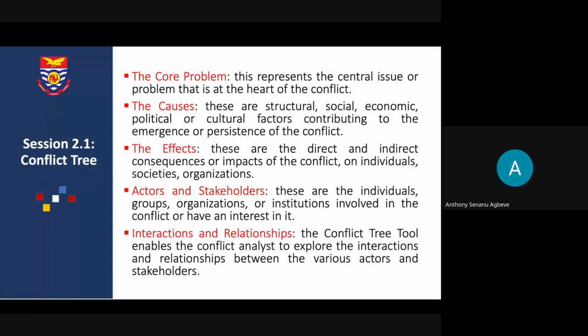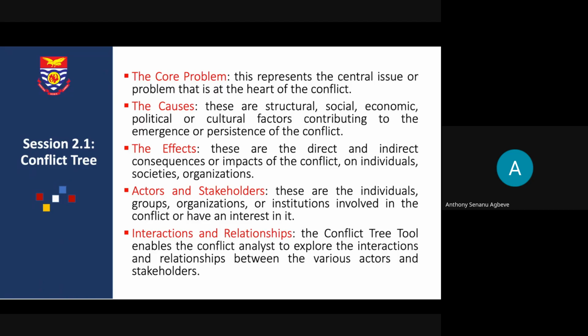So the conflict tree in itself has some major components that we can use. In analyzing the conflict, you need to make sure that you take on board these major components, because each major component has various underlying issues that are driving the conflict. So if you do not pay attention to one aspect of that component, you might miss out on a lot of issues and dynamics that are at play, especially when it comes to that conflict.